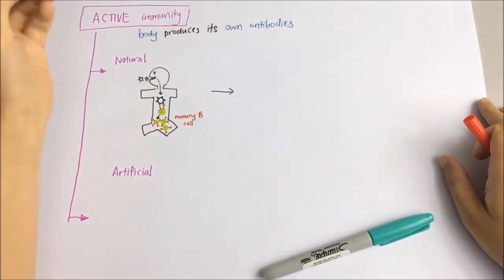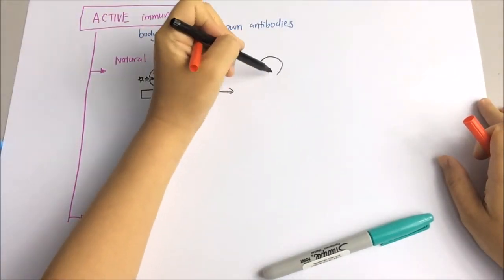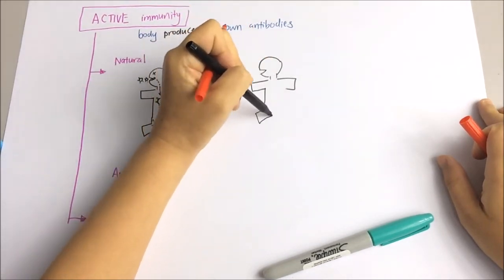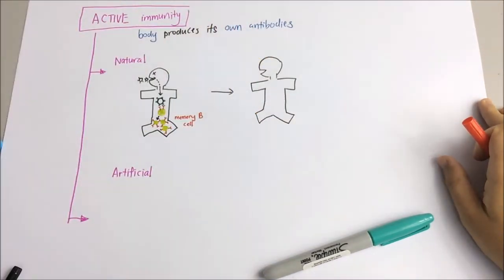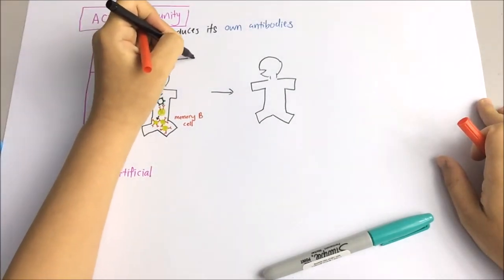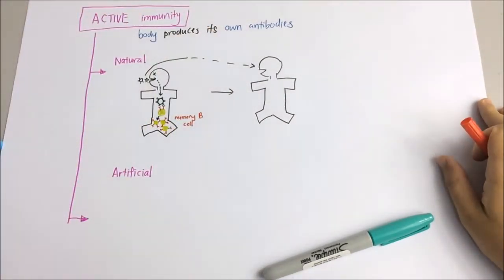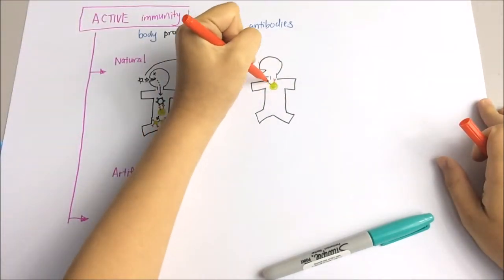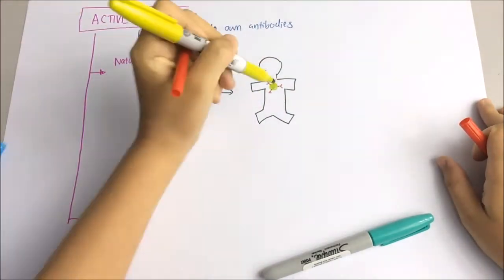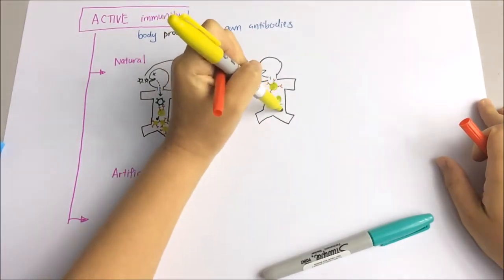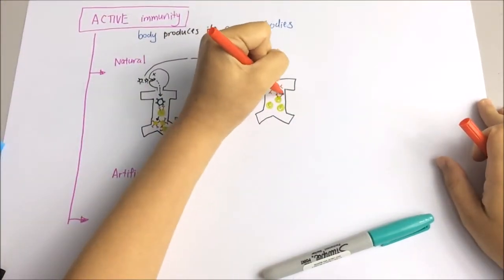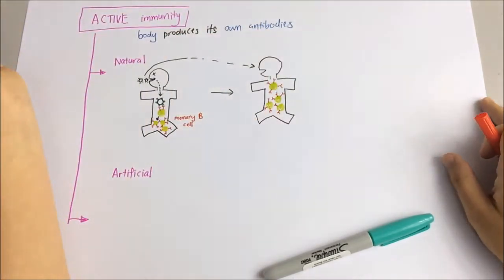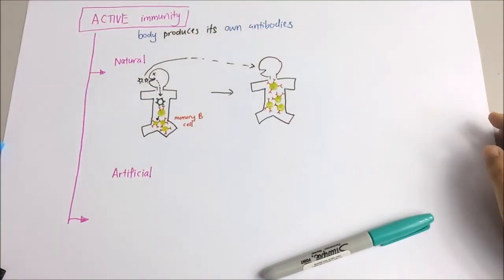long period of time. So, after the person recovers from chickenpox, that person is said to be immune to the chickenpox virus, and very rarely will he or she get it a second time. Because once the virus enters the body, the memory cells will divide quickly and produce a lot of antibodies to fight the virus before an infection can happen.